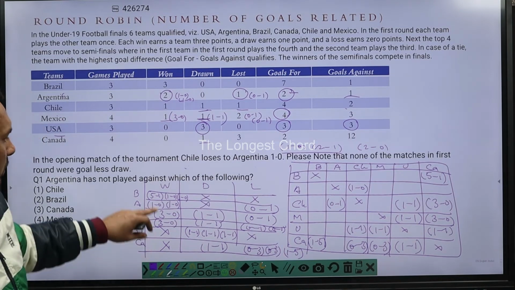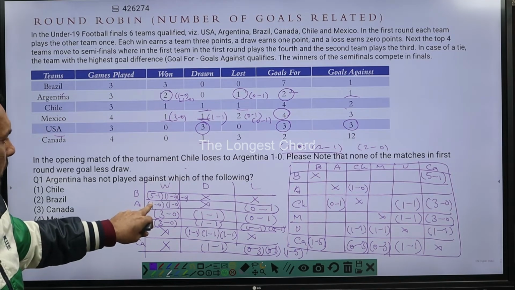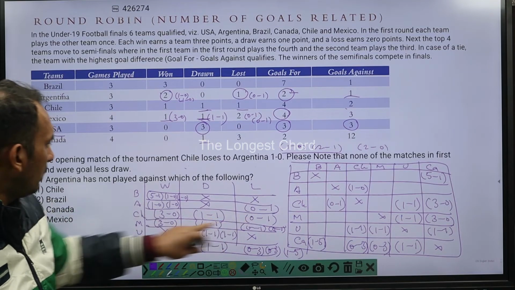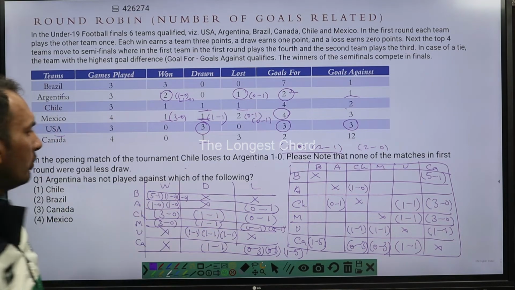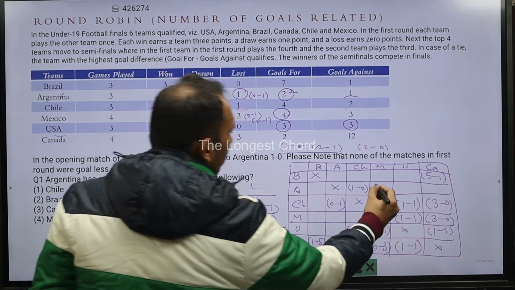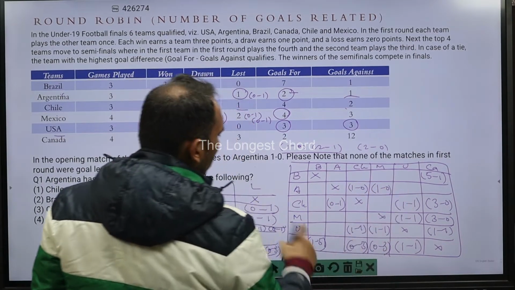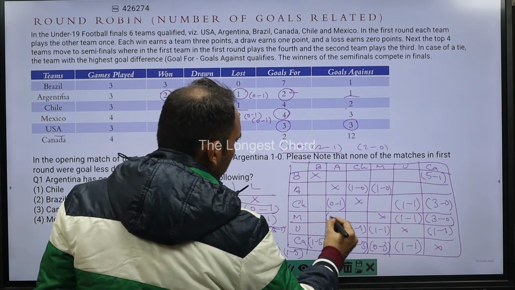And we can put in the other values. Now Argentina has already beaten Chile. Argentina cannot beat itself, so Argentina has to beat Mexico 1-0. So Argentina will beat Mexico 1-0, or we can say Mexico will get beaten by Argentina 0-1.